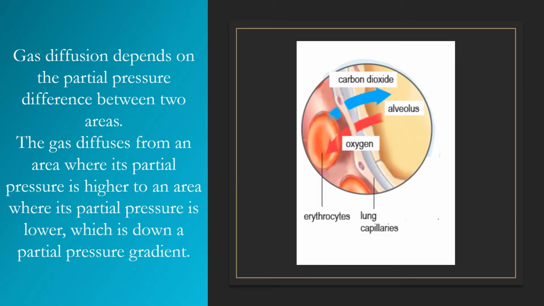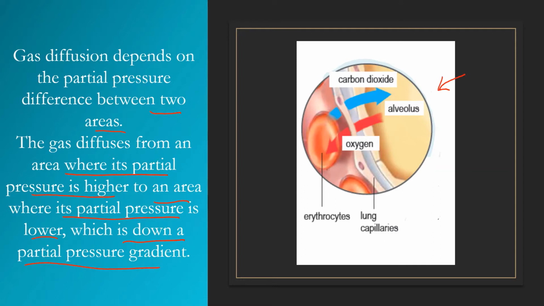The diffusion of gas depends on the difference between the partial pressure of the two areas. The gas will diffuse from the area where the partial pressure is high to an area where the partial pressure is low, what we call down a partial pressure gradient.